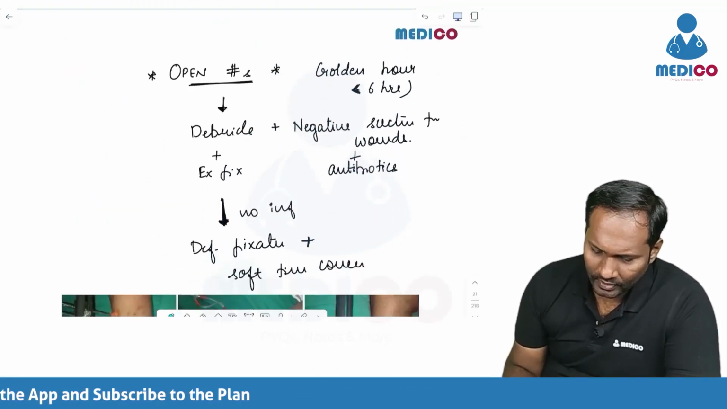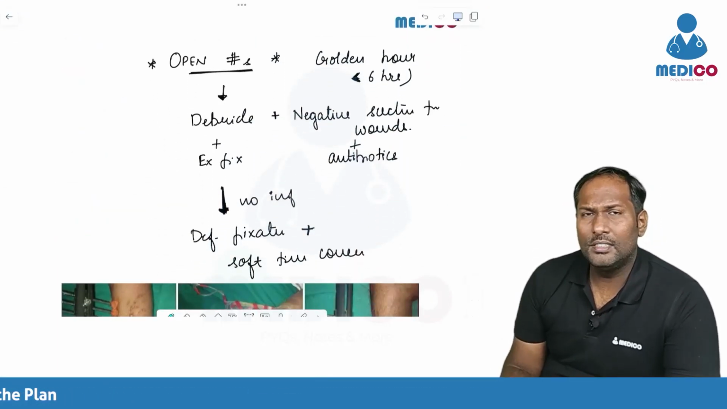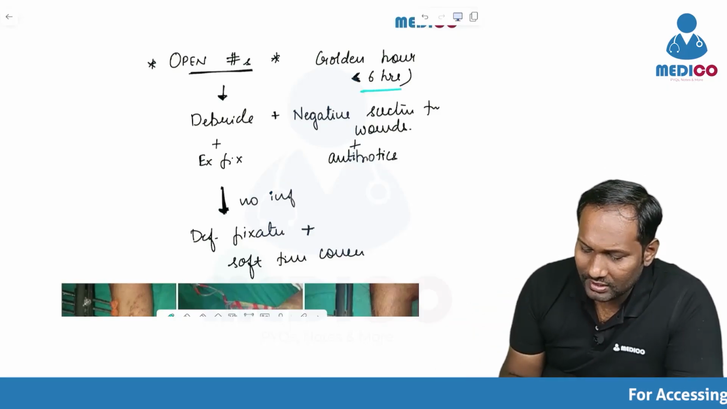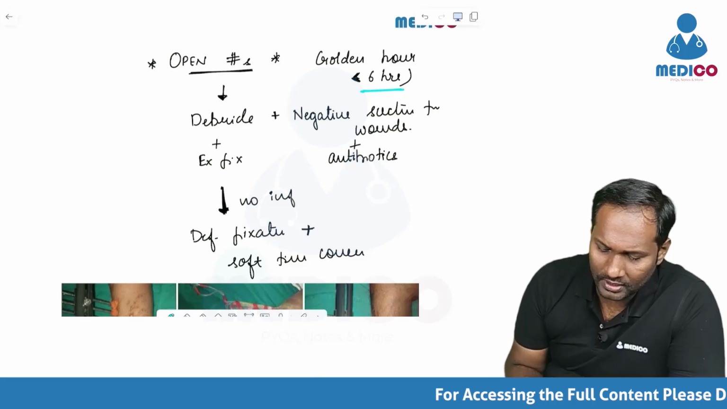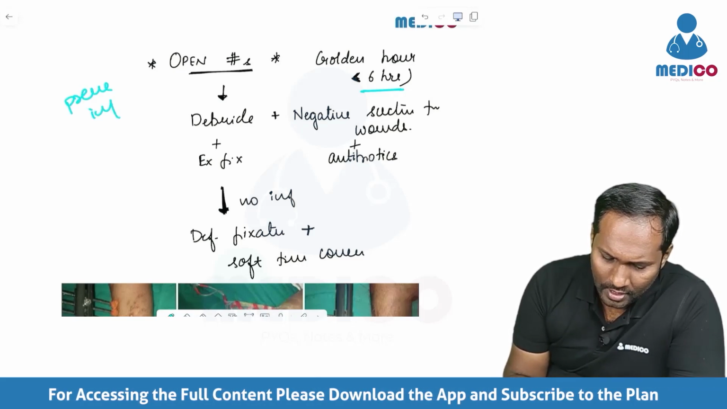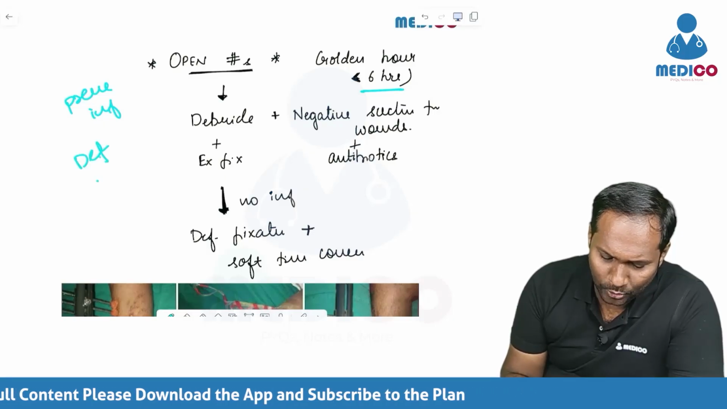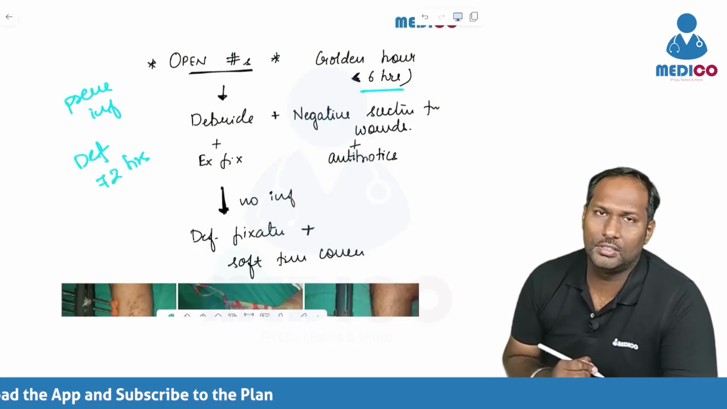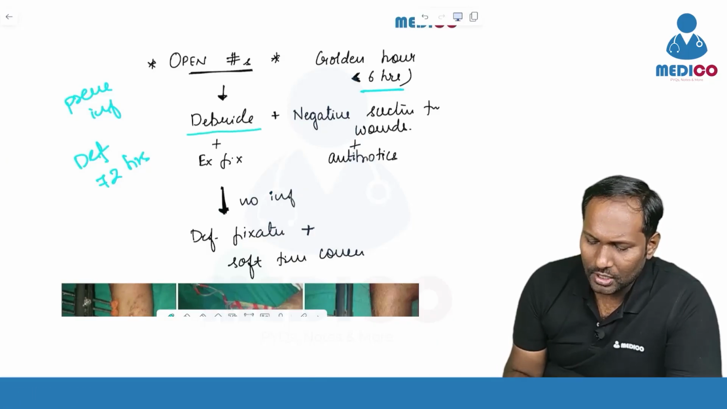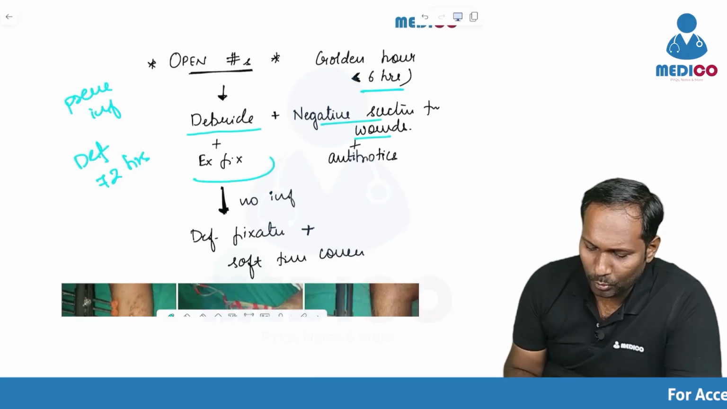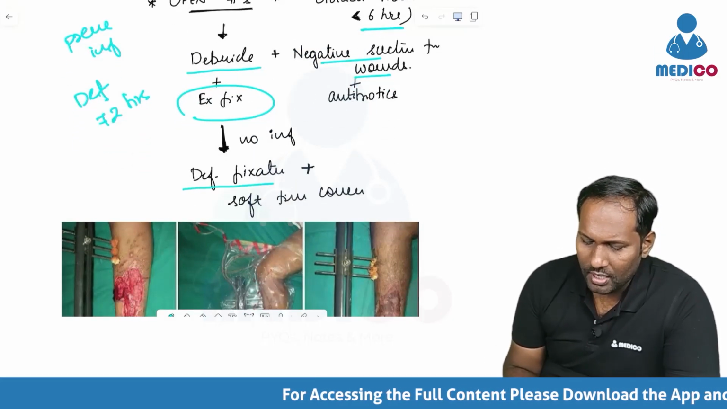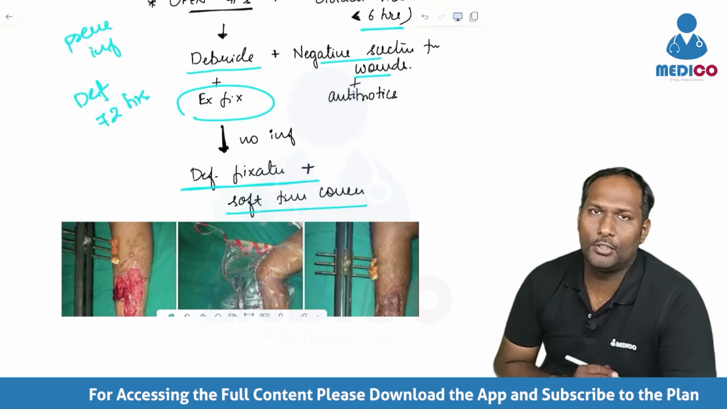If the same is a polytrauma occurring with an open fracture, the golden hour is 6 hours. But one keyword which you have to remember is the 6 hours is for preventing infection. But for definitive fixation, you can go up to 72 hours. So the first procedure would be to debride within 6 hours, use negative suction for the wounds and put him on an X-fix. And after the patient becomes stable, you can take it up for definitive fixation and soft tissue cover.